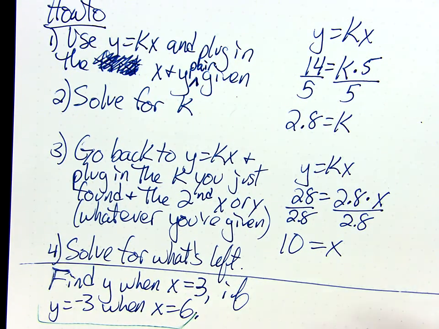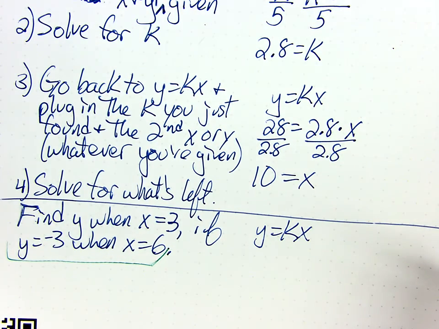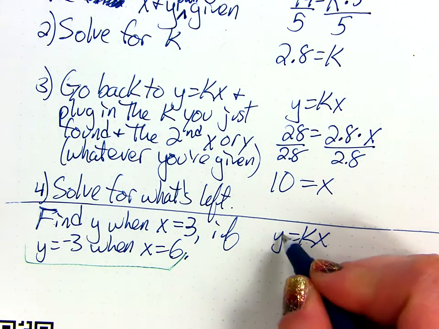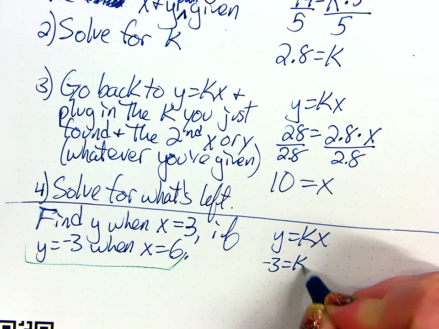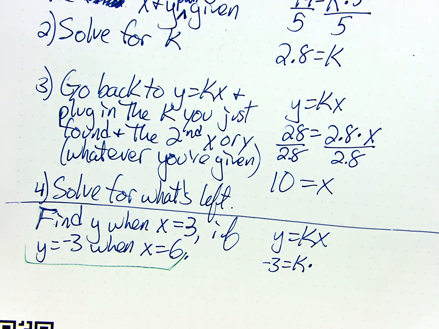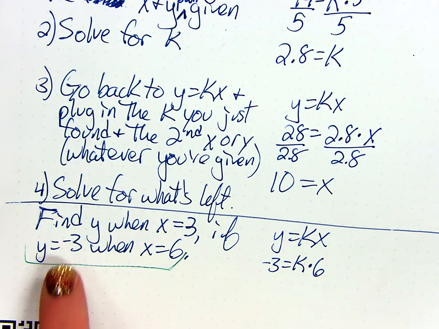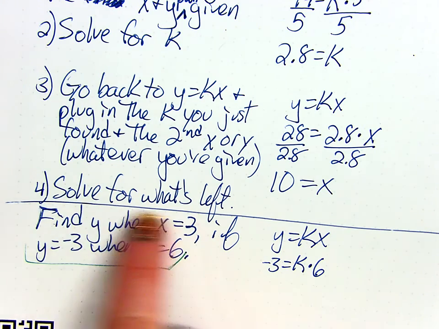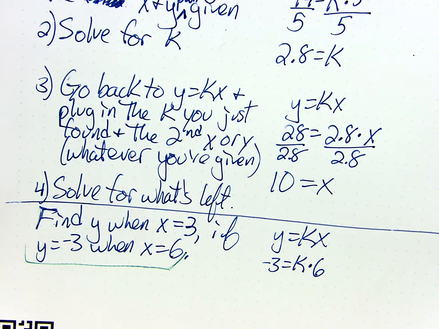Use y equals kx, so we'll start there, y equals kx, and plug in the x and y pair given. So what am I going to plug in for y? Negative 3. K is what I don't know. What do I plug in for x? 6, right. I want to plug in the two that are paired together. Negative 3 and 6, that x and y are paired together. I don't know what y is when x is 3, so I don't know that pair yet. That's what I'm going to do in step 3.